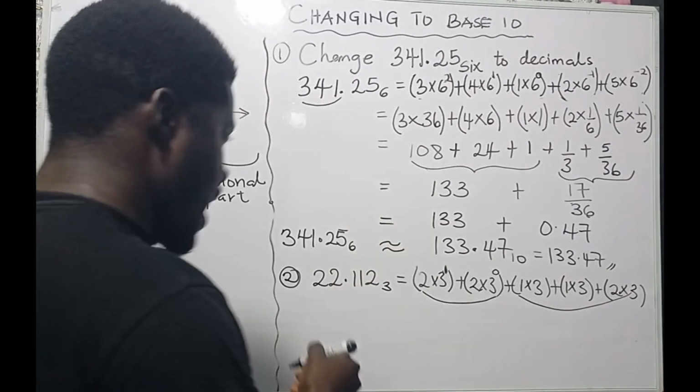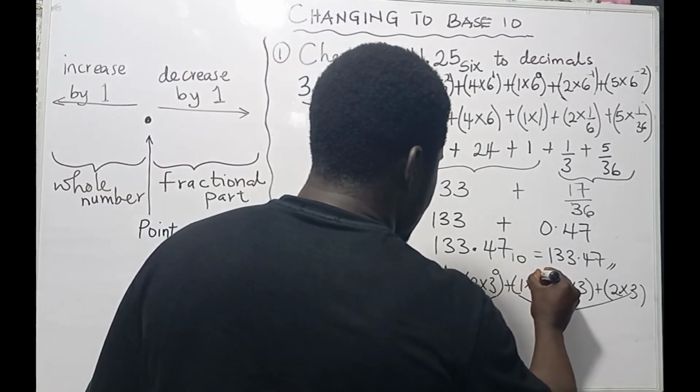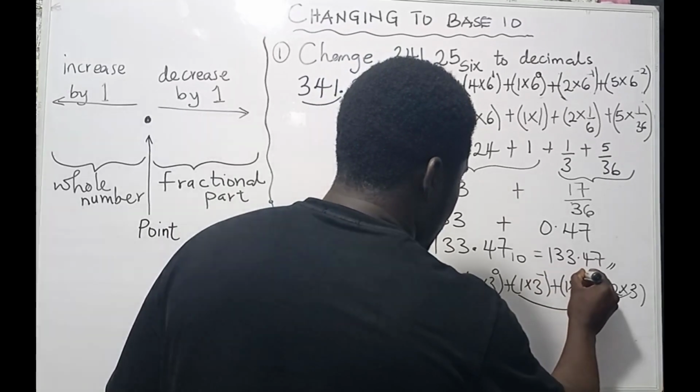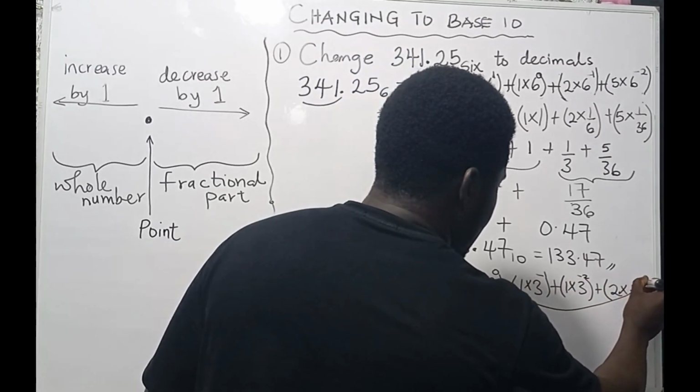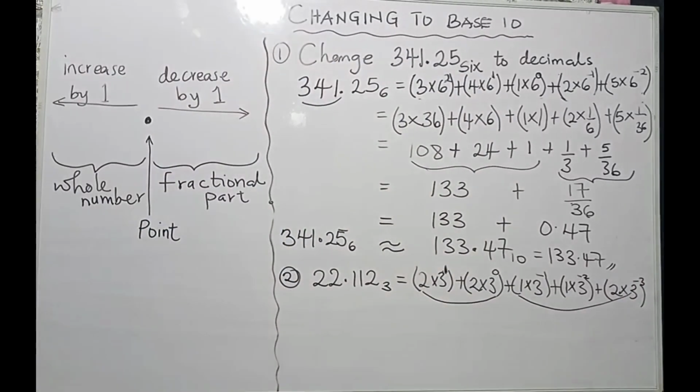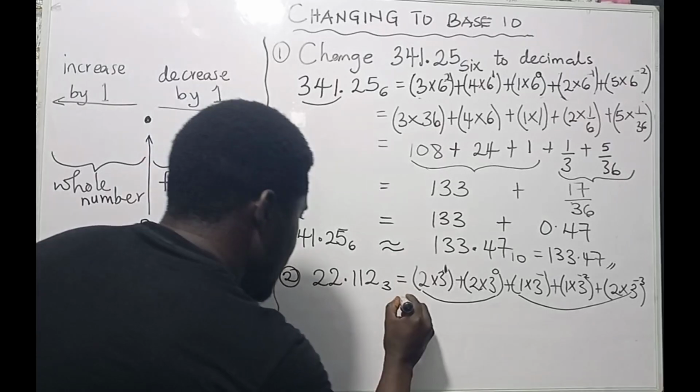Now from 0 to the right, we decrease by 1. So we decrease by 1, we decrease by 1, which is negative 2, we decrease by 1 again, and we have negative 3. Now we can simplify.